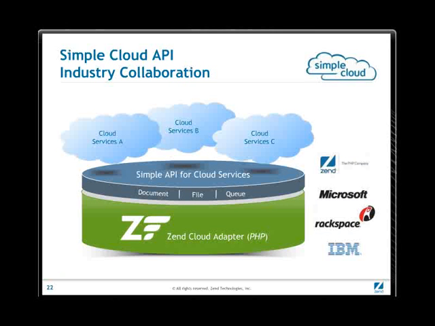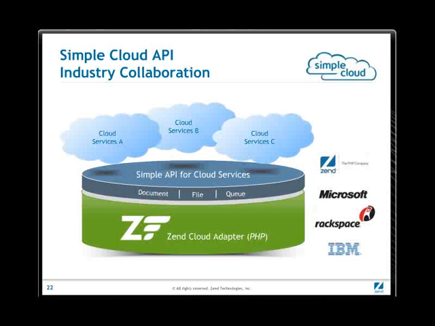So Simple Cloud was mentioned before. Simple Cloud is an initiative we led with IBM, Microsoft, Rackspace, and some other companies. Really, what Simple Cloud tries to do is provide you an abstraction between the cloud application services that some of the cloud vendors offer, such as storage, DB, queuing, and the application layer. And today we support Amazon, Rackspace, we support Windows Azure, and we have some other cloud services that we support.